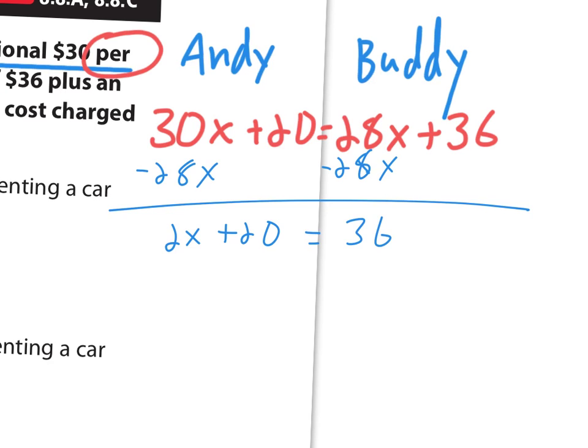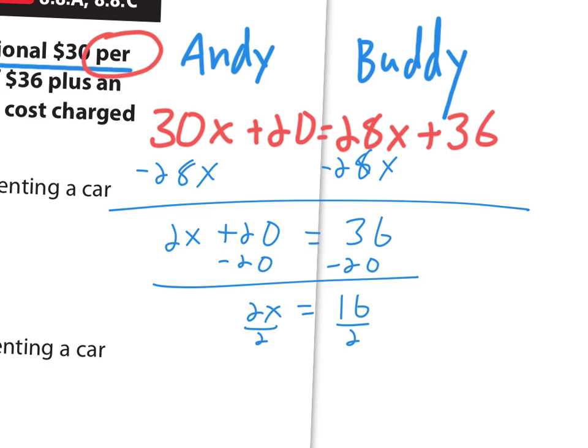Next, I want to isolate the variable. Have we isolated the variable? No. What's over there with it? 20. The plus 20. So we're going to subtract 20. That gives me 2x is equal to 16. Lastly, we only want 1x. So we're going to divide both sides by 2. That would give me 1x is equal to 8.